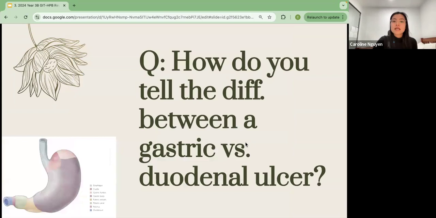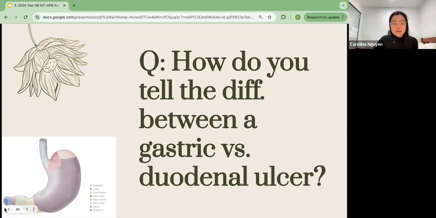Peptic ulcer disease. How do you tell the difference between a gastric versus duodenal ulcer? We talked about this before. If it's here, then when they have food, the acid and the food and the exposed ulcer will cause pain. But if it is better after food, then it's here, because when they're eating, the sphincter here closes. So all the acid is not going into here, but it's staying in here. And that means the duodenal ulcer gets better.